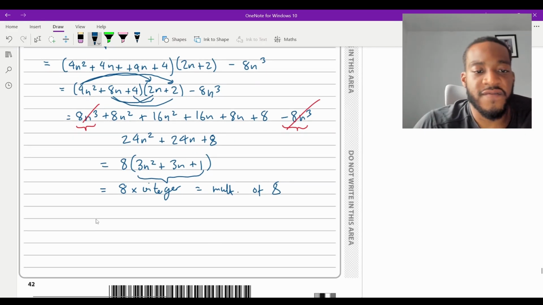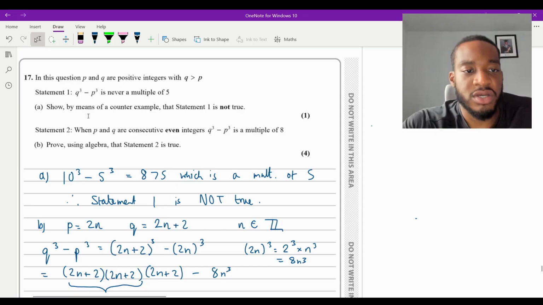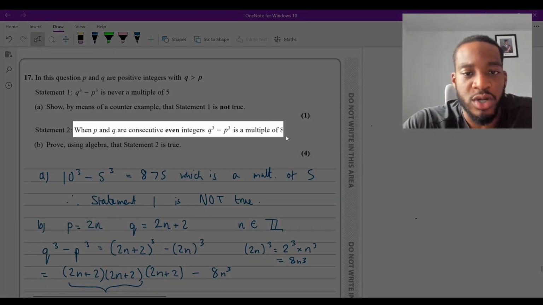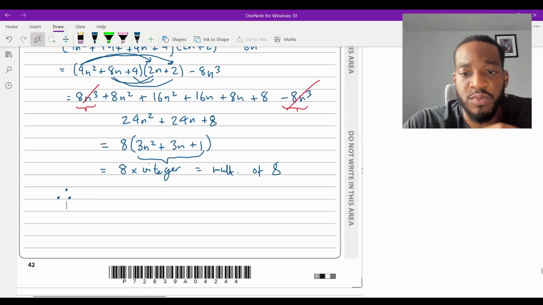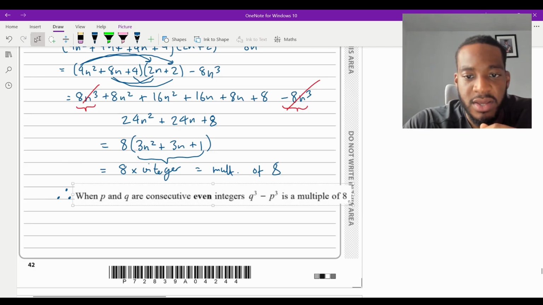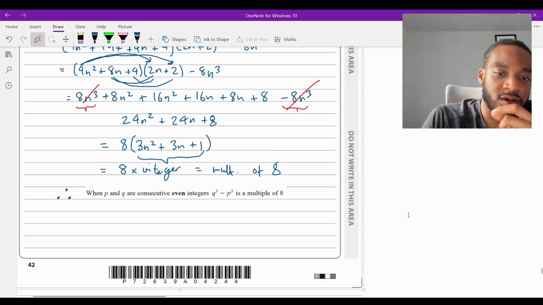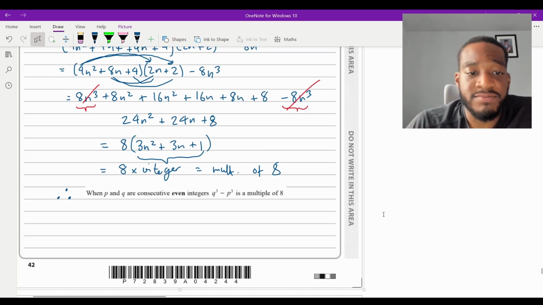And now you're just going to finish off by writing a conclusion statement. Therefore, then you're just going to write the statement again. I'm just going to screenshot it because my handwriting isn't the best, but you always want to just write the actual statement that they're asking you to prove again. So therefore, your answer is going to be, therefore, when P and Q are consecutive even integers, Q cubed minus P cubed is a multiple of 8. And that's it. Done. And that is the entirety of paper 1 for the AS 2023 series.